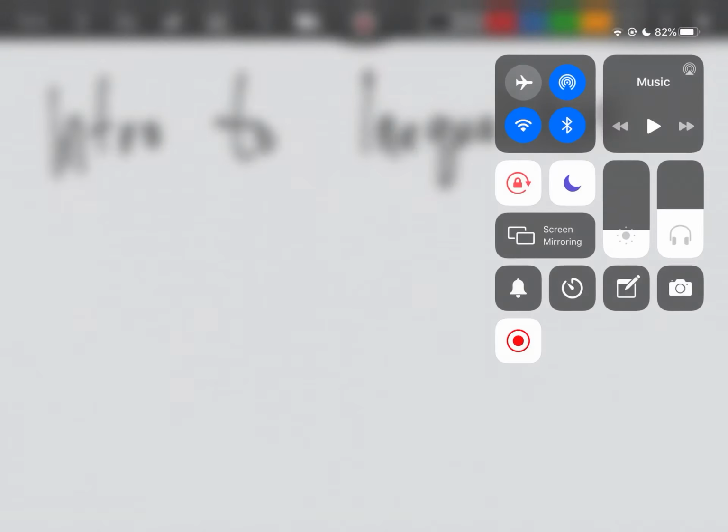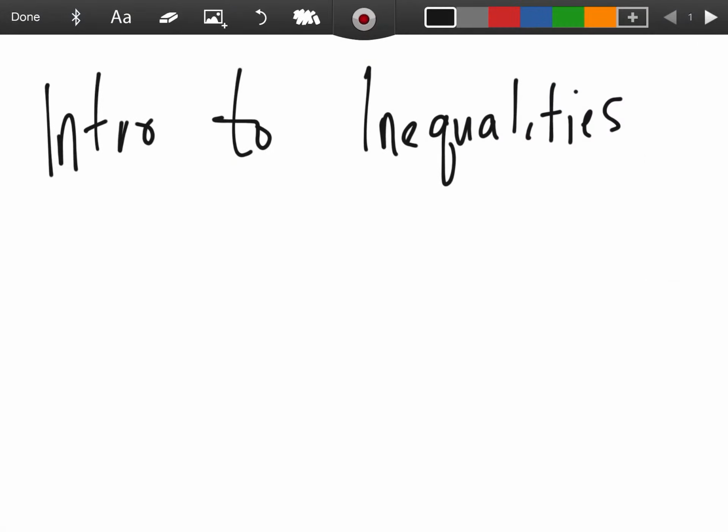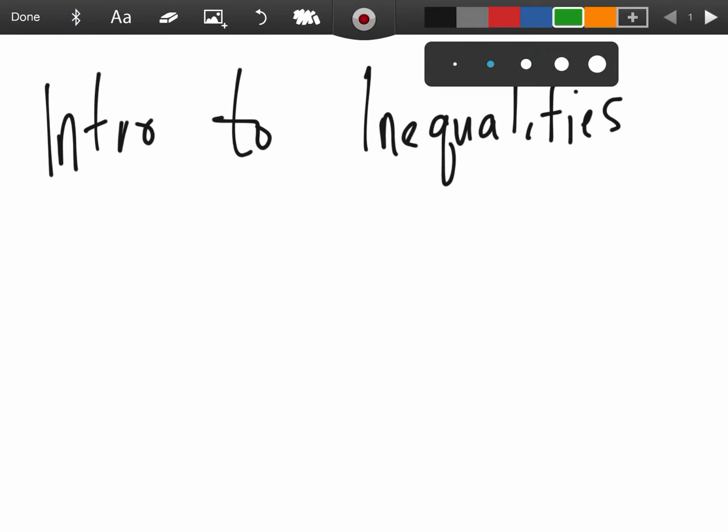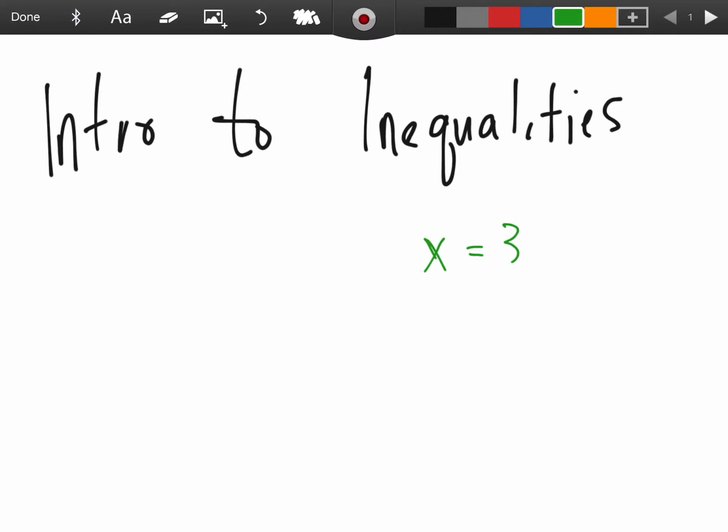All right, welcome to our introduction to inequalities. So what exactly is an inequality? Recently, we have been working with equalities, right? With our equations, we know that two things are equal to each other. Here, x is equal to 3. In inequalities, we are going to get some sort of relation, and you guys have likely seen these before.